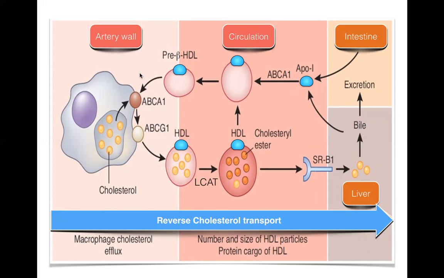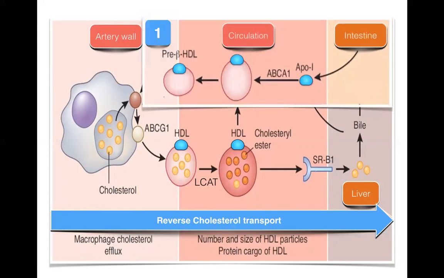And once it's now a pre-beta HDL, it can pick up cholesterol from peripheral tissue, such as those that are engulfed by macrophages, and eventually delivers the cholesterol back to the liver for degradation in the form of bile. So the return of the cholesterol to the liver is what we call reverse cholesterol transport. Let's take a look at the different stages now.